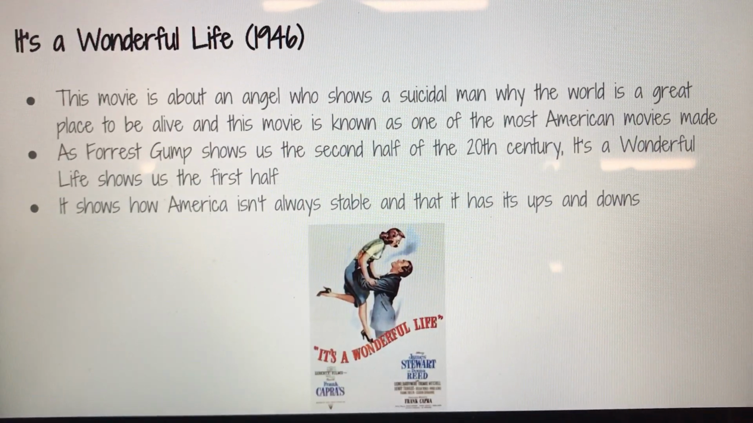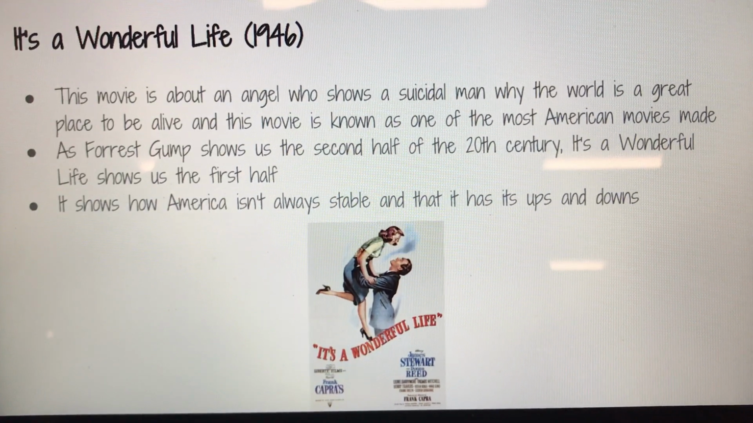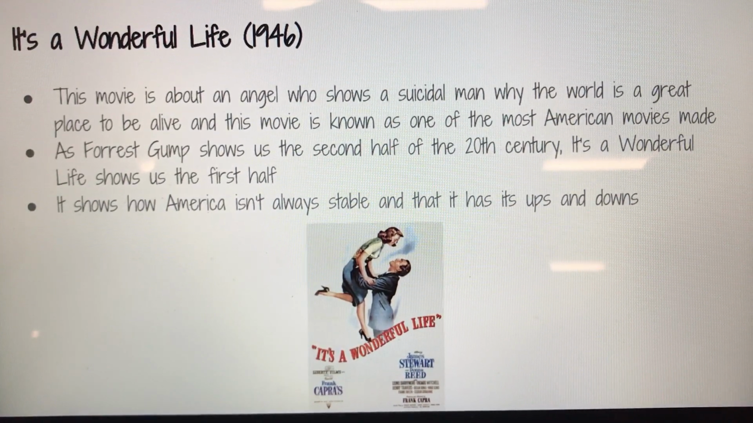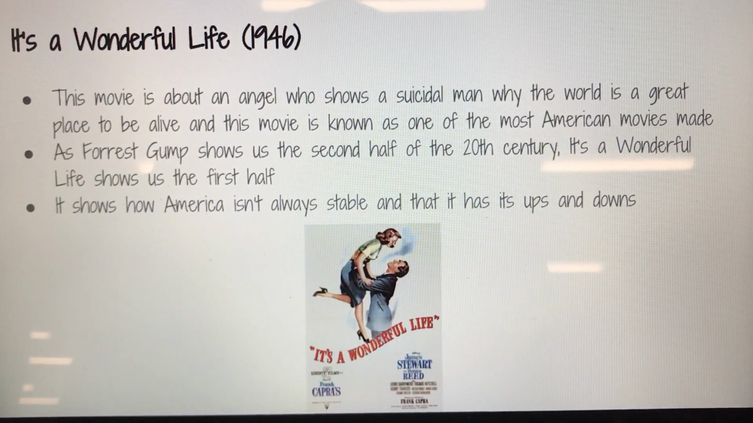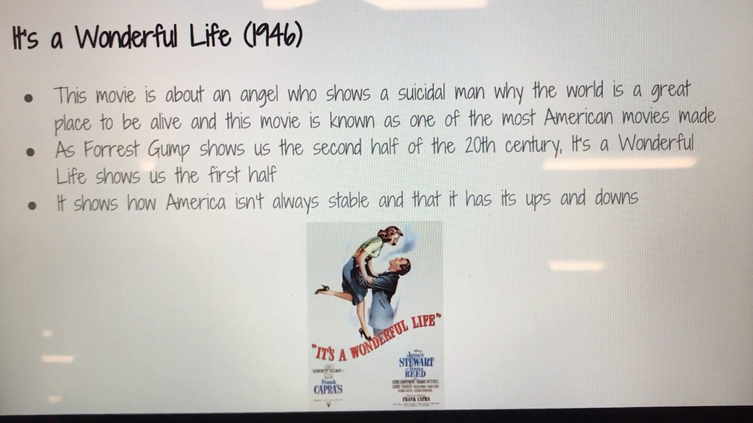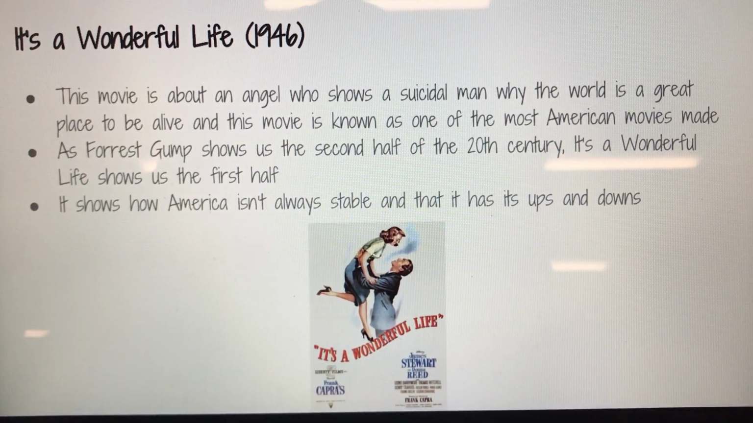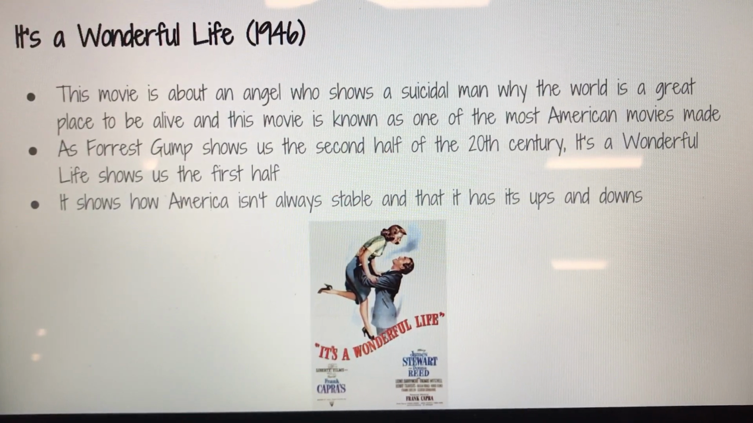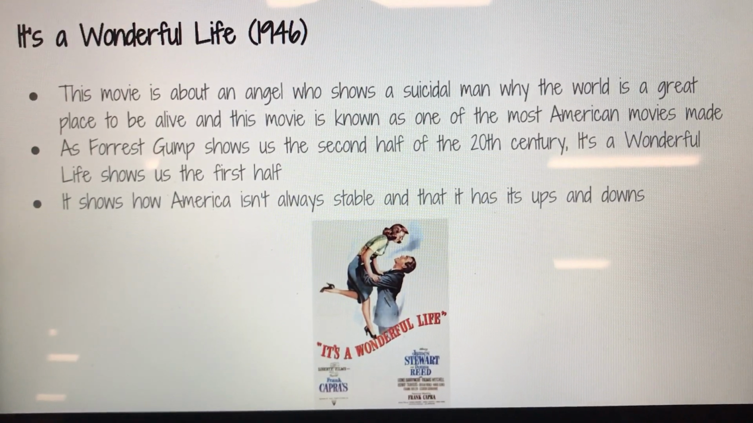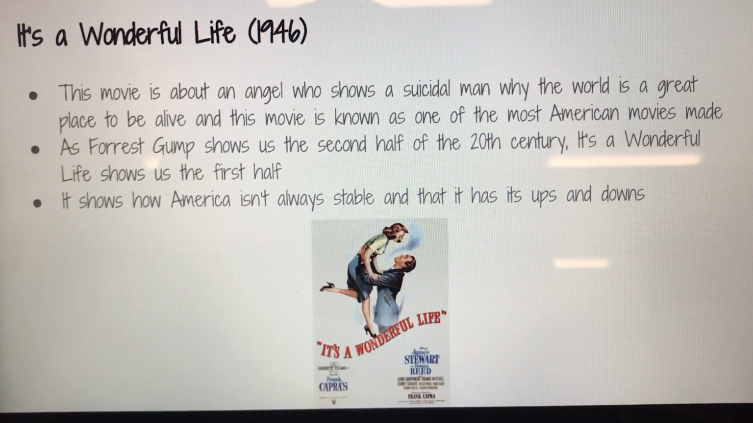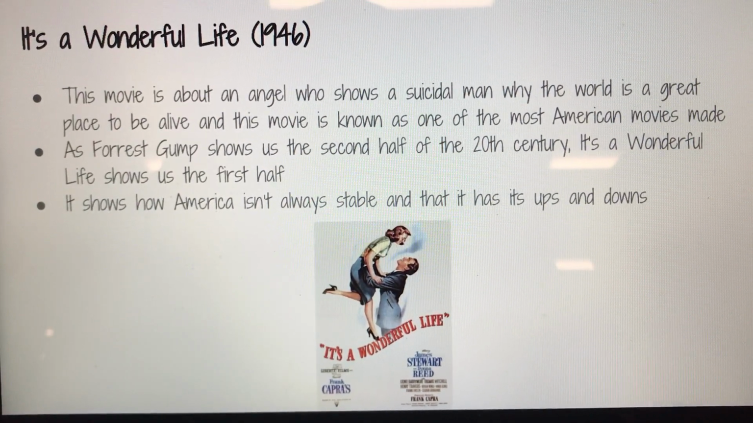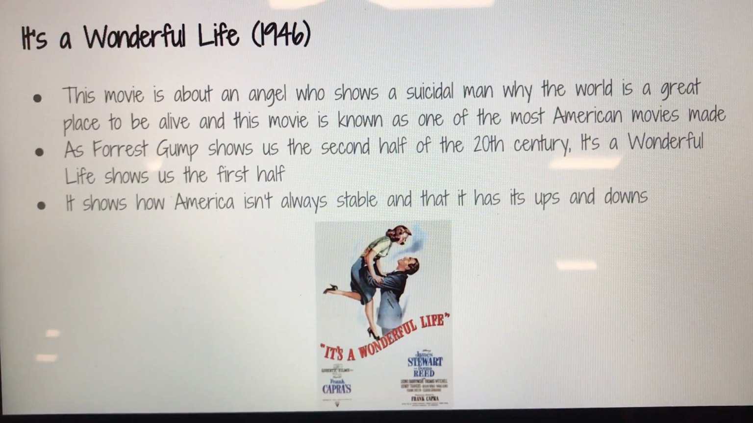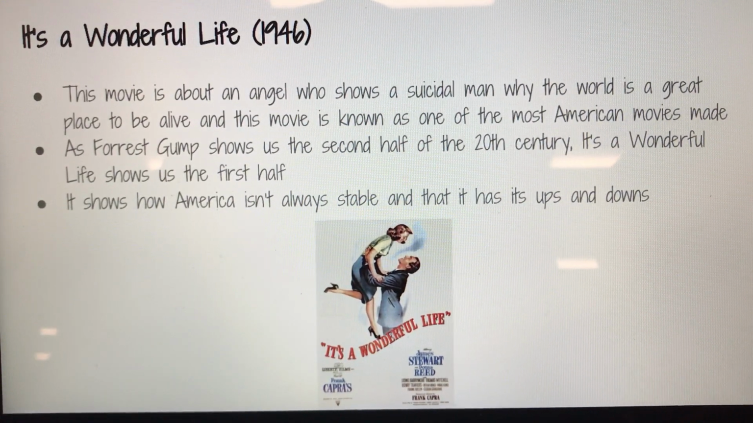It's a Wonderful Life, 1946. This movie is about an angel who shows a suicidal man why the world is a great place to be alive. This movie is known as one of the most American movies made. As Forrest Gump shows us the second half of the 20th century, It's a Wonderful Life shows us the first half. It shows how America isn't always stable and that America has its ups and downs.